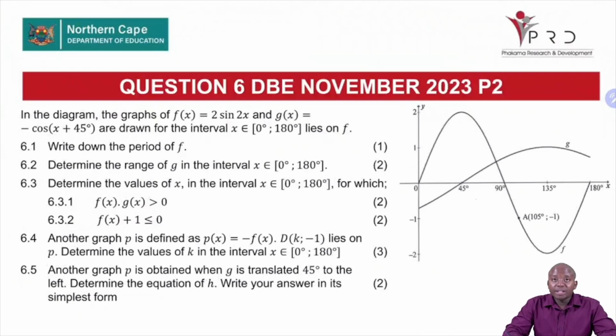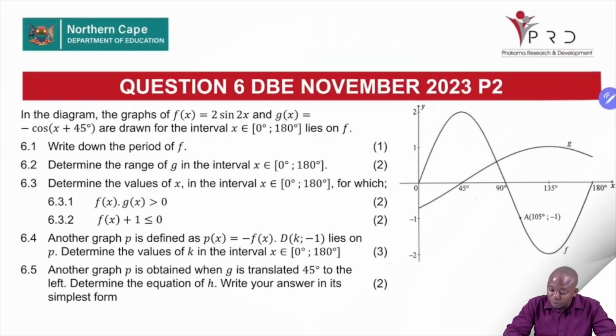Right, now, let us discuss the solutions to this activity. Now we are told that in the diagram, the graphs represent f of x equals 2 sin 2x, and g of x equals negative cos x plus 45, drawn for the interval x an element of 0 to 180, and a point lies on f. Write down the period of f. Now let us look at 6.1.